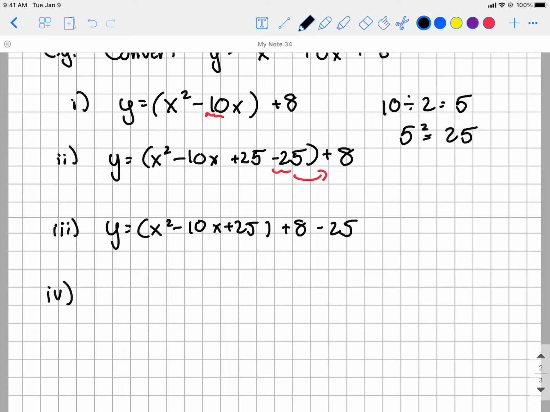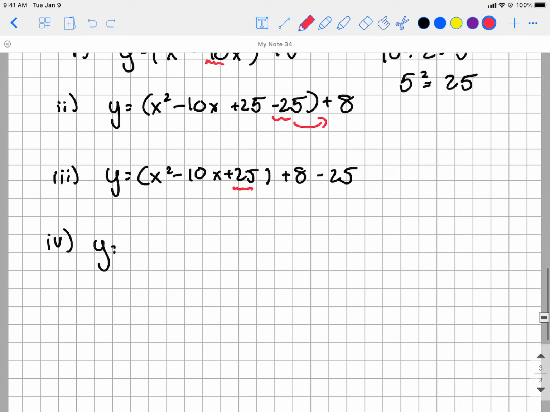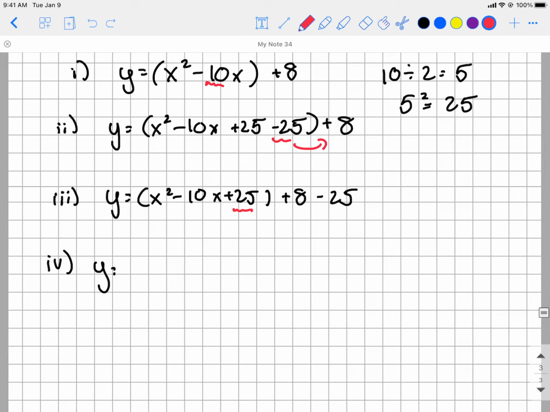So we factor our set of brackets. We need two numbers that multiply to 25 and add to negative 10. If you think multiplying to 25, the only thing that's going to do it is 5 times 5. But specifically, we need to be careful with this negative here. So instead of being x plus 5, it's going to be x minus 5. It's always just going to be half of your x coefficient. Don't forget to put the square on it. And then 8 minus 25 is negative 17.